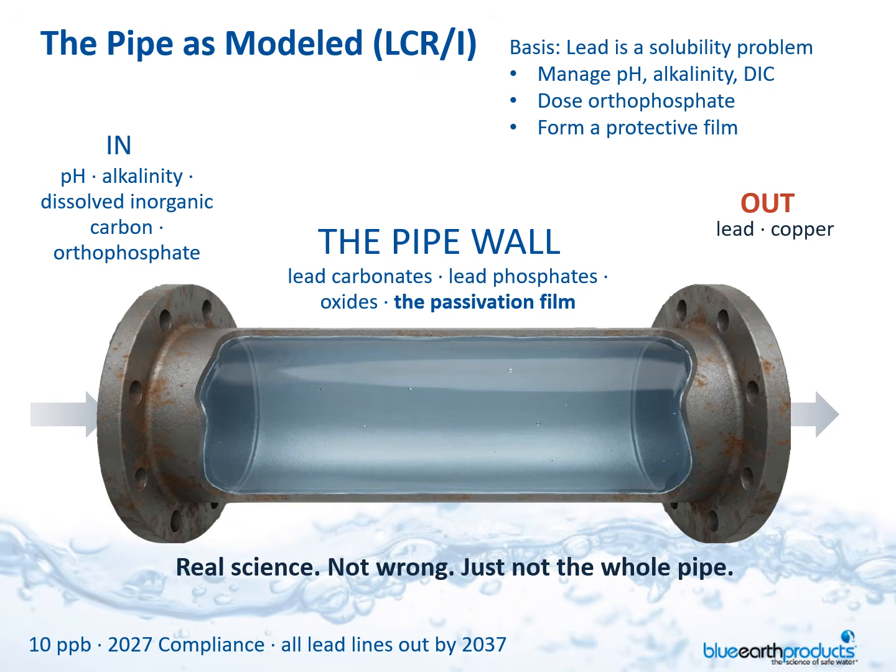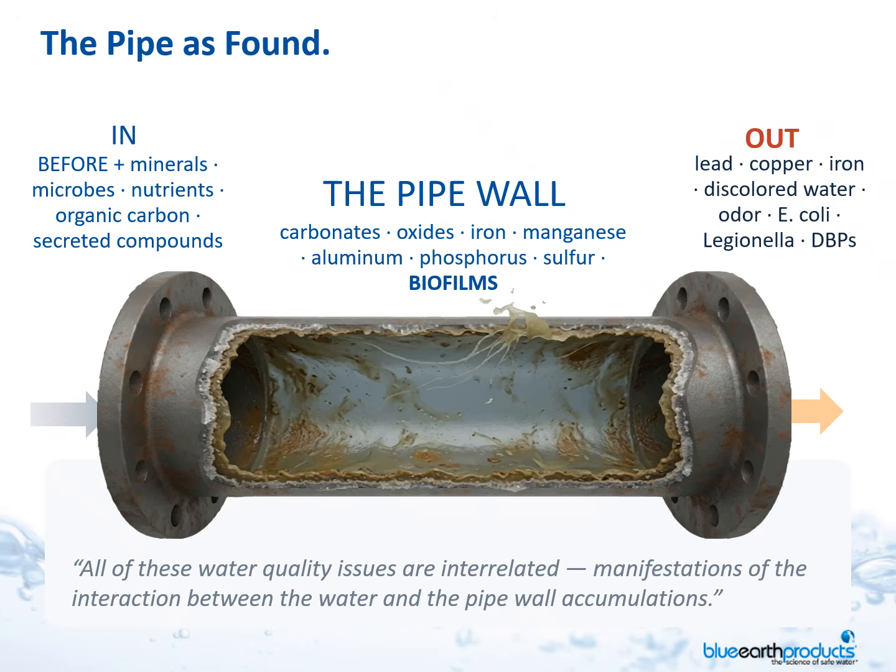But I'd like to just bring up the lead and copper rule when it comes to dissolved versus particulate metals in the water. The lead and copper rule is modeled after the idea that lead is a solubility problem. It doesn't discuss particulate metals at all, or those that come from biofilm or chemical scale. And when we look at a pipe as it actually exists, we see that there are minerals, there's microbes, there's nutrients coming in, and we have biofilms and chemical scales, and they're intertwined, interlaced.